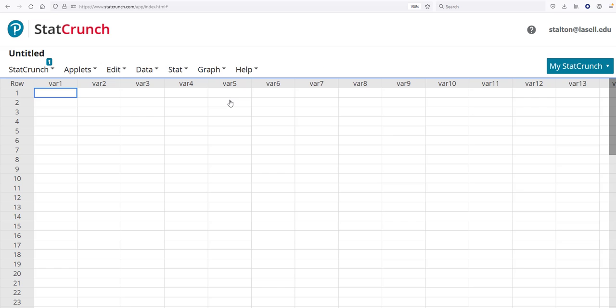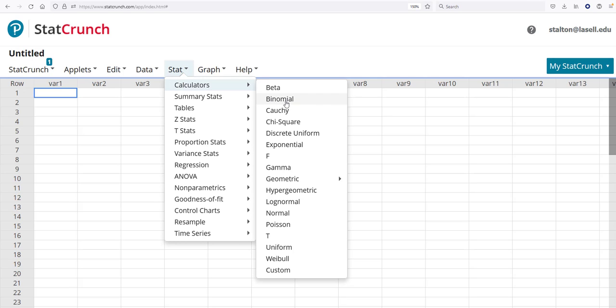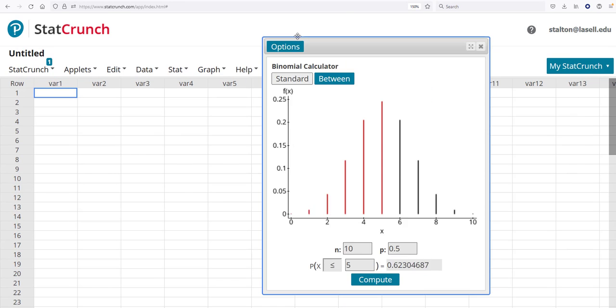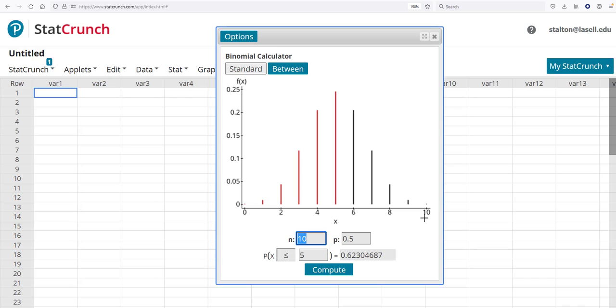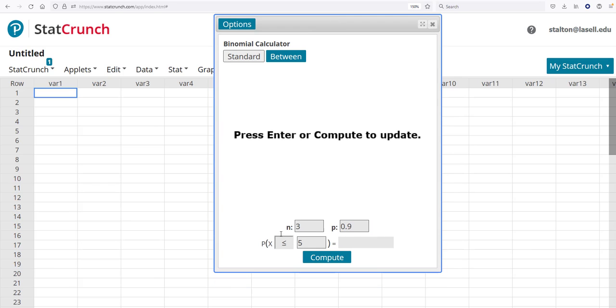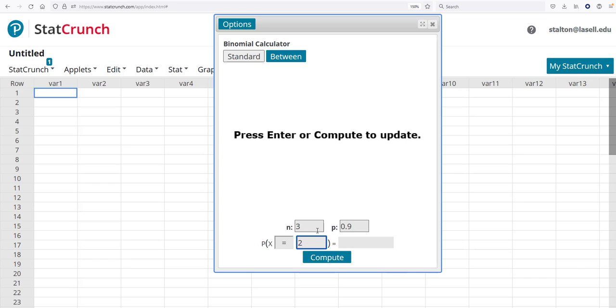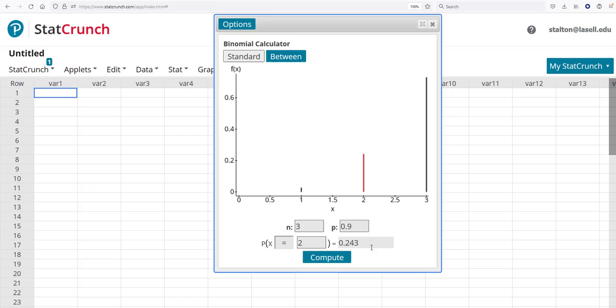Now to do this in StatCrunch, you're going to go to Stat, Calculators, and it's going to be a binomial calculator. And all you have to do is put in the information. We know that there were 3 trials and the probability of success is 0.9. Here is where you change the inequality symbols or the equality symbols as well, because we do have an equal. So in this one we want exactly equal to, and then we're going to change this to 2. And when you hit compute, as you can see, we get our answer 0.243.